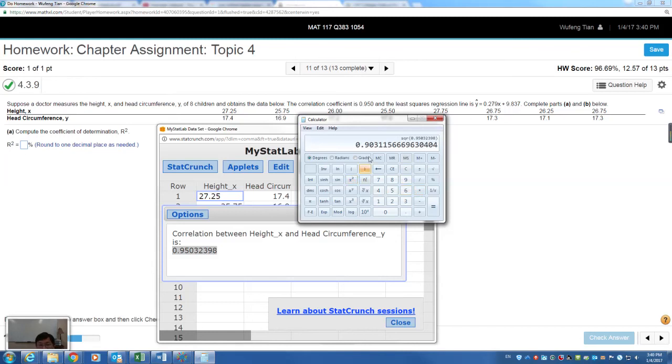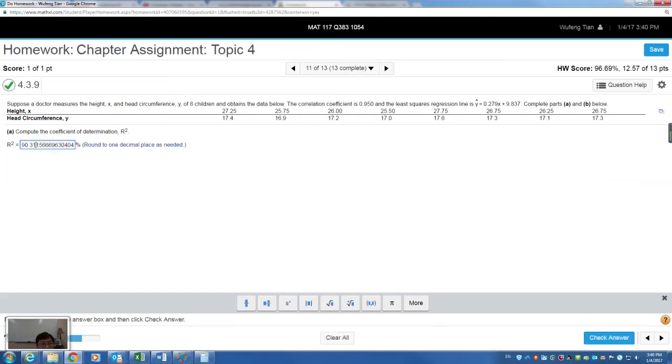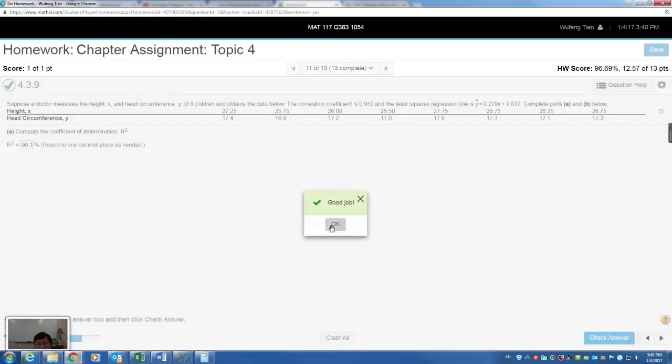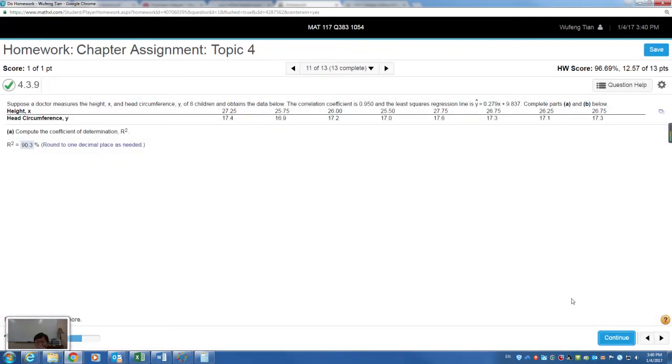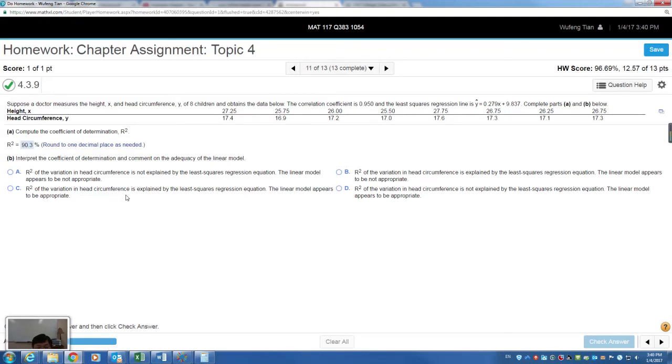This is R. So square this, it's 0.903. Because it's a percentage, you multiply by 100. It's 90.31, so to 1 decimal, it's 90.3. Okay. So continue. And is the linear model appropriate? First, it will be appropriate because of 90.3%.